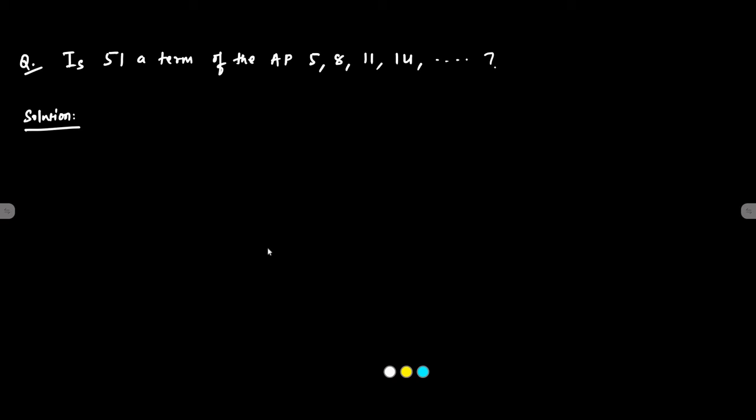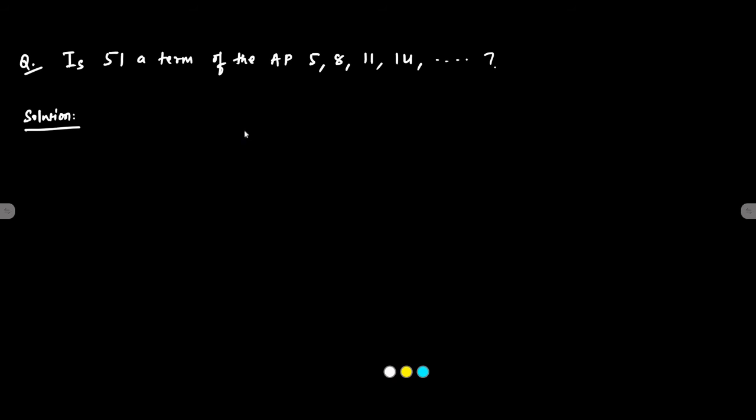So here is another question on arithmetic progression. We have a given AP, 5, 8, 11, 14, and we are asked to find out if 51 is a term present in the given AP sequence. Is 51 a term of the AP 5, 8, 11, 14?